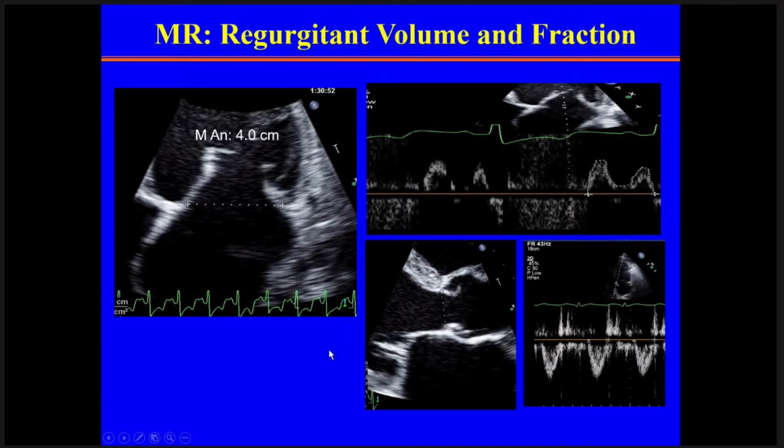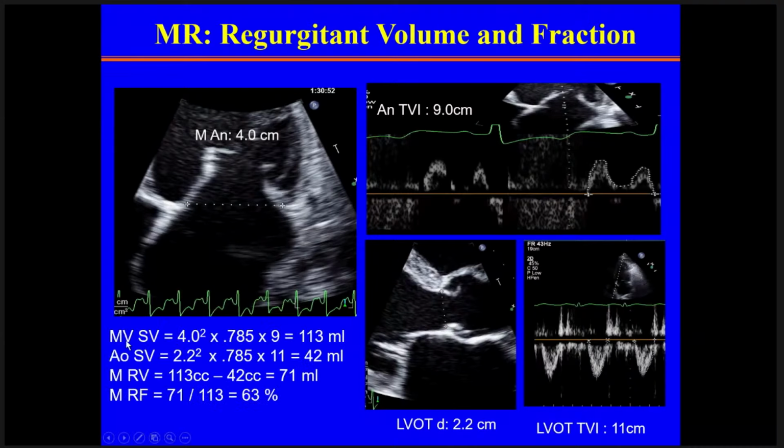And now we start plugging in the numbers. So there is the annulus measurement. There is the time velocity integral across the mitral annulus. There is the LVOT diameter, and there is the LVOT time velocity integral. The first line shows you the flow across the mitral valve. This is a circular assumption. The second one shows you the flow through the left ventricular outflow tract, and the difference between them is the regurgitant volume. This could be expressed in relation to the total stroke volume. In this case, it's 113, and you end up with a regurgitant fraction of 63%.